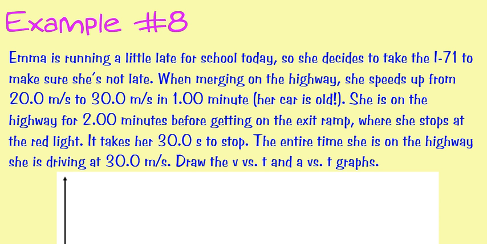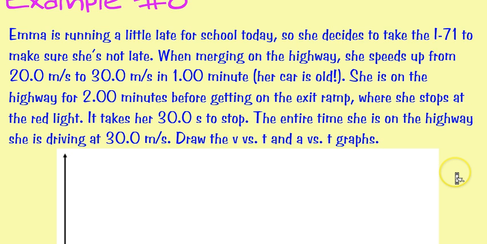She's on the highway for 2 minutes before getting on the exit ramp, where she stops at the red light. It takes her 30 seconds to stop. The entire time she's on the highway, she's driving at 30 meters per second. We're drawing velocity versus time and acceleration versus time graphs for Emma's motion.